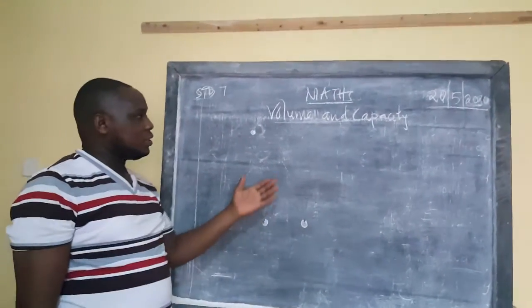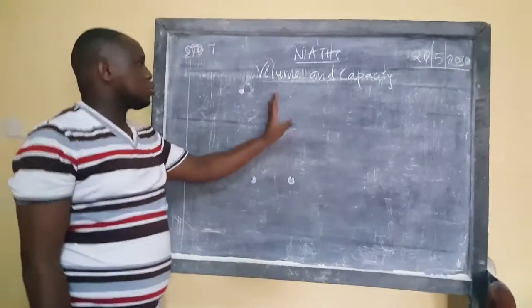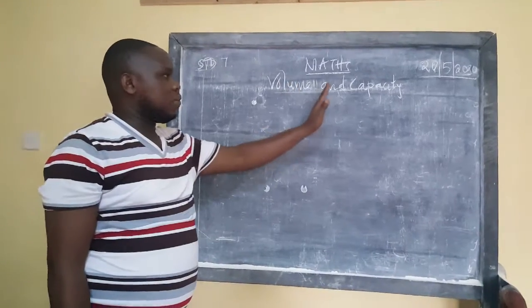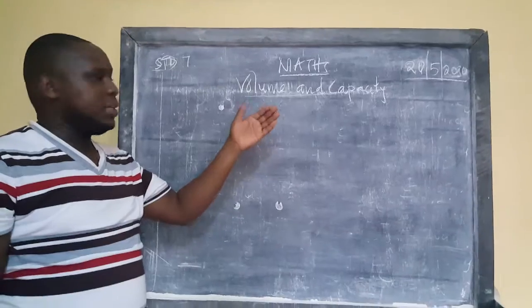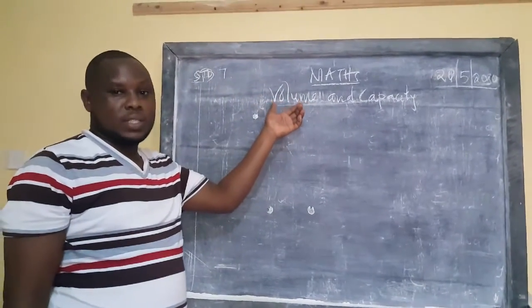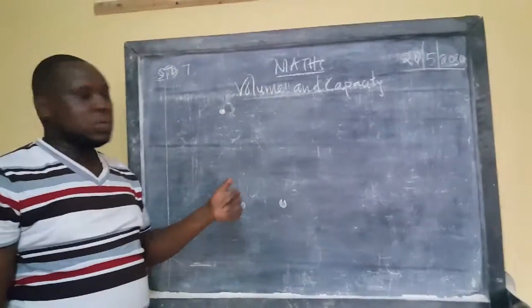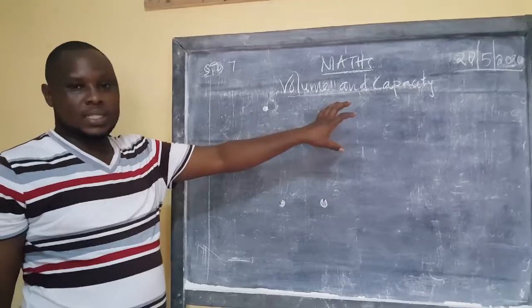And in our lesson today, as you can see, we are going to discuss volume and capacity. These are not the same thing. We have volume and then we have capacity. Capacity is given in liters, milliliters, but volume is given in cubic units, that is cubic centimeters or even cubic meters. So in this case, we are going to see how we can change volume into capacity.